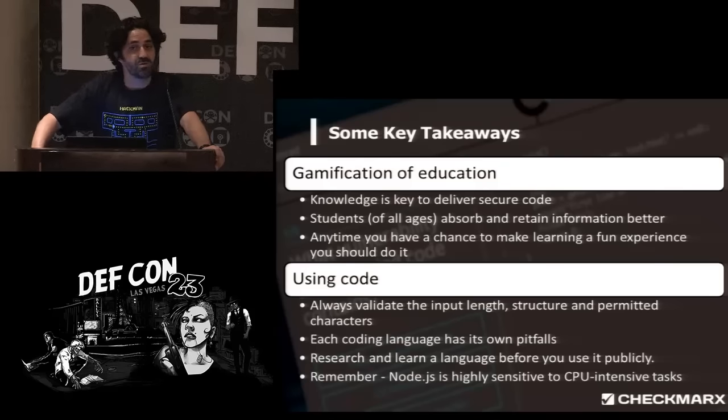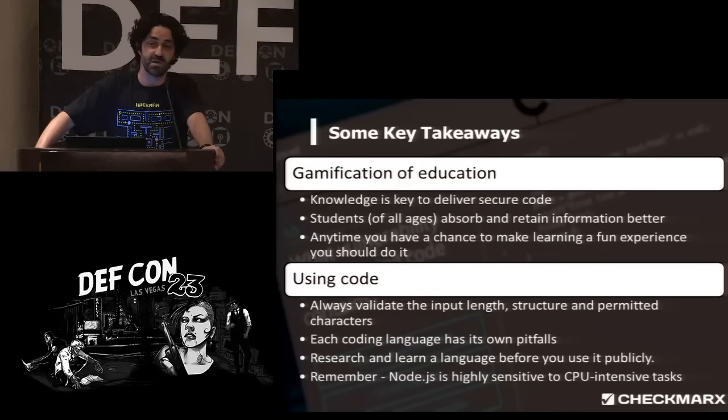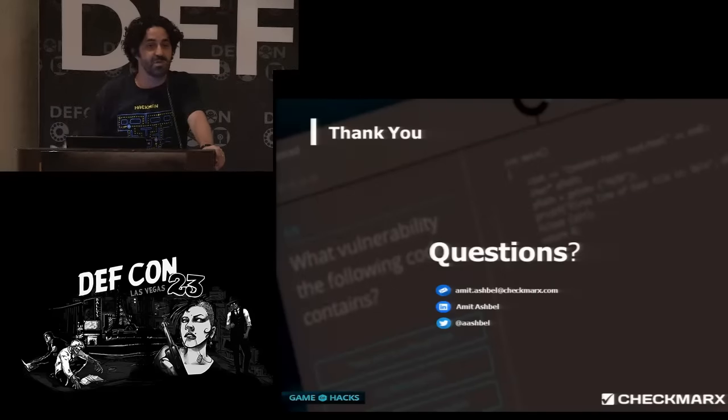Regarding the code that you're using, when you're using new code, in this case Node.js, you want to make sure that you know what its pitfalls are. In this case, what we could have done to avoid the denial of service, the ReDoS, and the JSON SQL injection is to completely validate the length of the fields and the validity of the fields. And last point, Node.js is highly sensitive to CPU, so it's important to watch out for that. And that's it. It's time for questions.